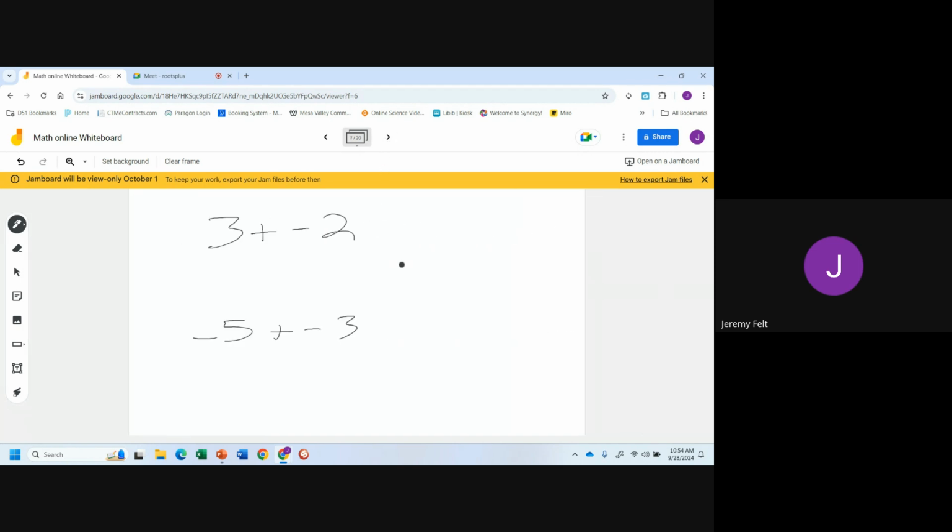3 plus -2. Again, I like to have one sign. Well, adding a negative is the same as 3 minus 2. That's pretty easy. -5 plus -3. That's the same as -5 minus 3. So I'm 5 left of the origin. I go 3 more to the left. That's going to put me at -8.